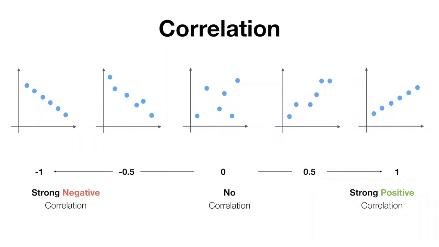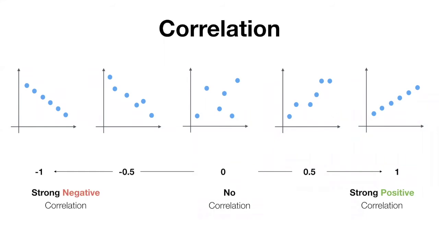The left-hand side of the spectrum is a strong negative correlation: one variable increases and the other decreases, or vice versa. The right side of the spectrum is a strong positive correlation: one variable increases and the other increases, and if one variable decreases, the other decreases. So they move in the same direction. And then the center is no correlation.